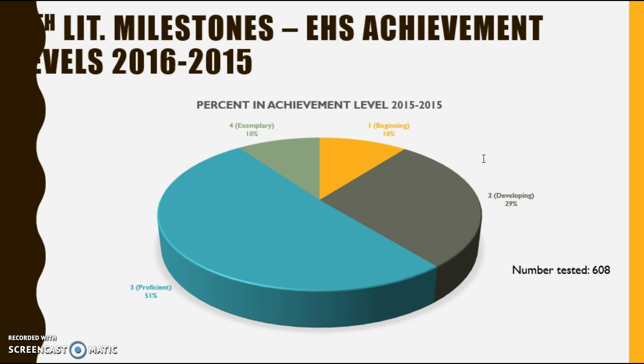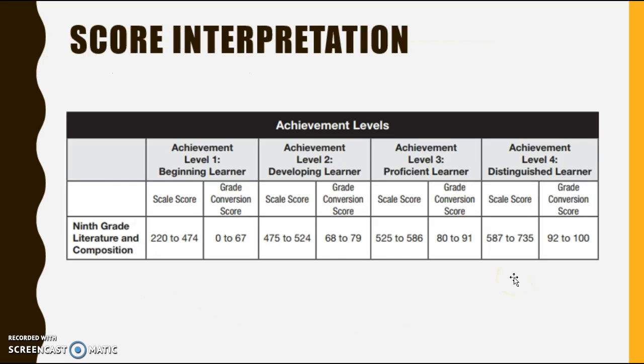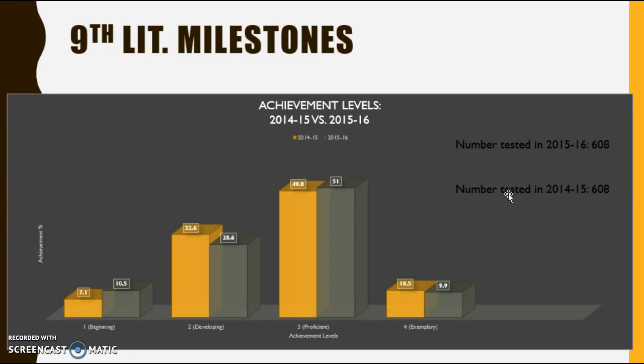Here's how students are achieving on the test. Here are the latest scores that we have. We are hoping to grow the exemplary category and push students out of beginning and developing. Most of our students score in the proficient category, actually half of our students, and we tested 608 students last year. So here's the score interpretation. So again, we're trying to get students out of beginner and developing and into distinguished. Proficient is our highest.